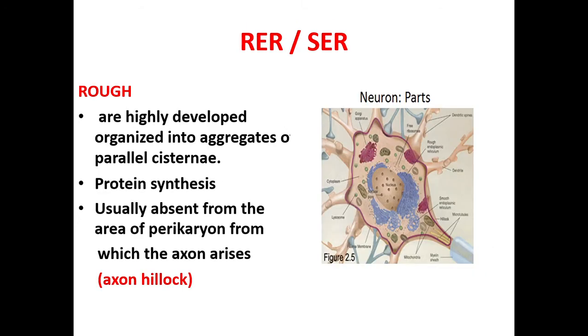The next structure is the rough endoplasmic reticulum, which is highly developed in nerve cells. They are organized into aggregates of parallel cisternae and are involved in protein synthesis. The Nissl substance or the ribosomes are usually absent in the axon hillock or the implantation cone wherein the axon arises.